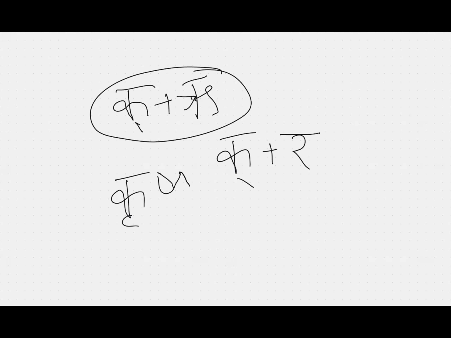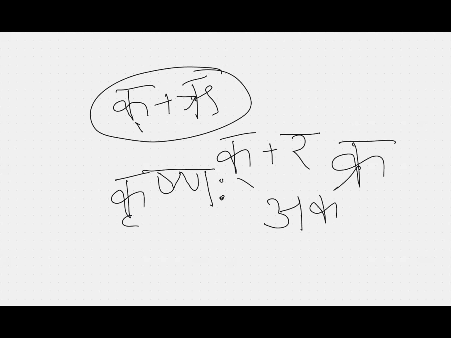Understood? If it is kra, it will become like this. If it is arka, it will be like this. If it is chakra, it will be like this. If it is kru, it will be like this. Understand? No. This is r. The pronunciation is r. It is not ra. That is what we have to understand.